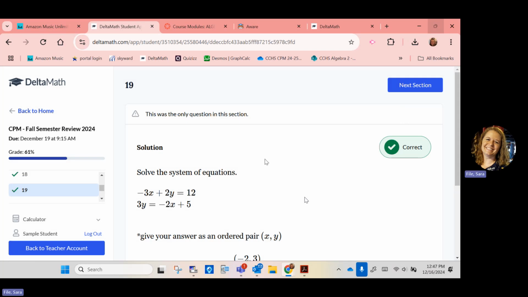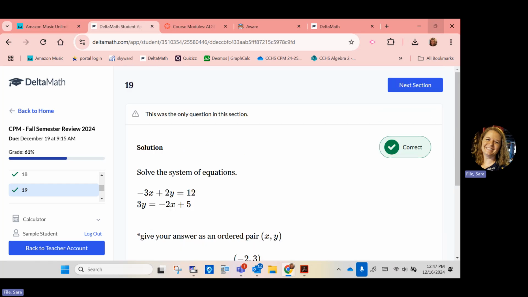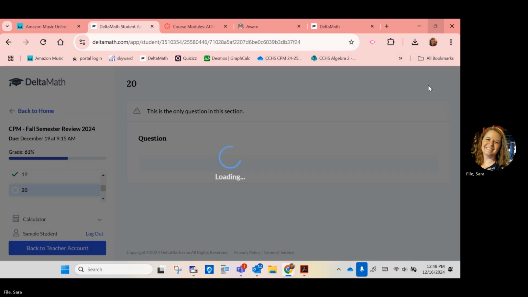So we learned how to do this algebraically with substitution and elimination. But since you're getting Desmos on this exam, you can just type them in and look at the graph. Again, it's just where do they intersect? That's the solution to a system.